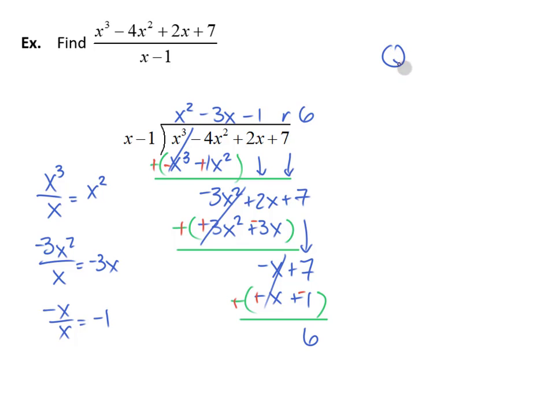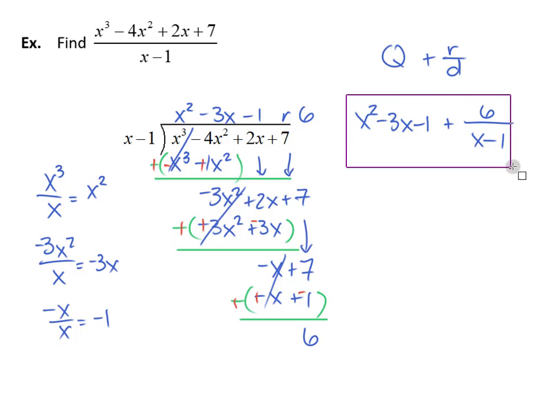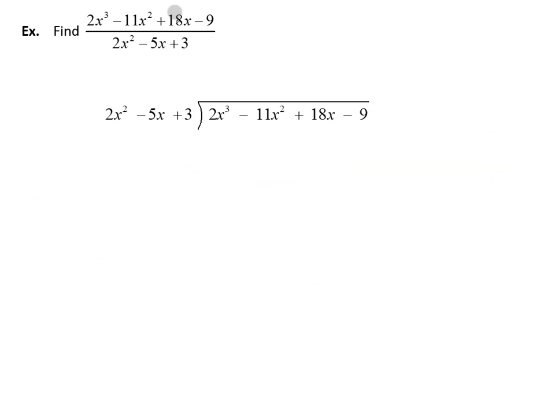But we write our answer again in the form quotient plus remainder over divisor. So my quotient is here, the quadratic, x squared minus 3x minus 1, plus our remainder, which was 6, over our divisor, x minus 1. And there's our answer. We ended up getting a quadratic. And holy moly, look at our last example here. It looks like we've really stepped up our game, but in fact, it's actually going to be a little easier.